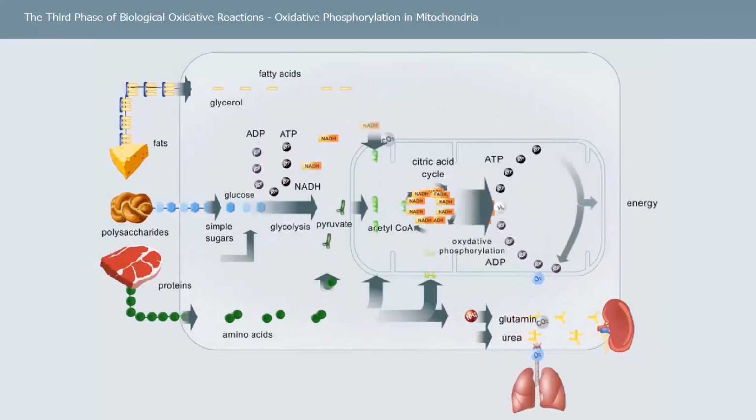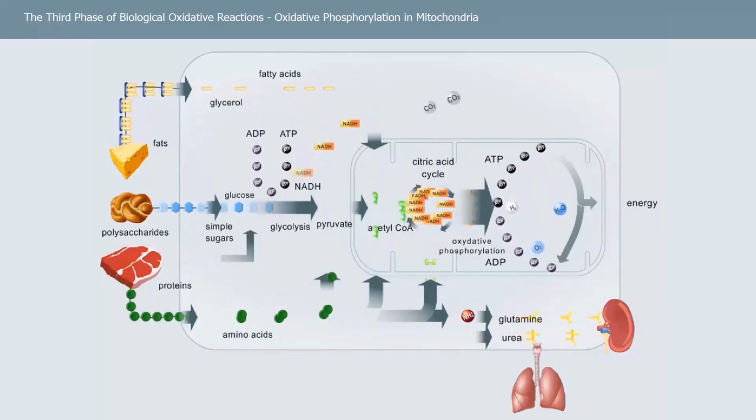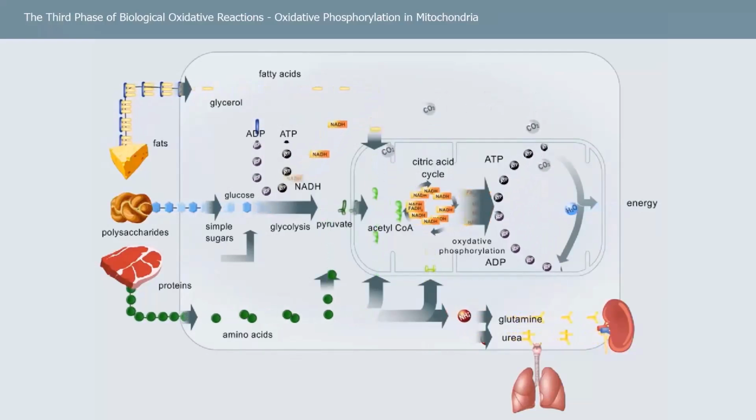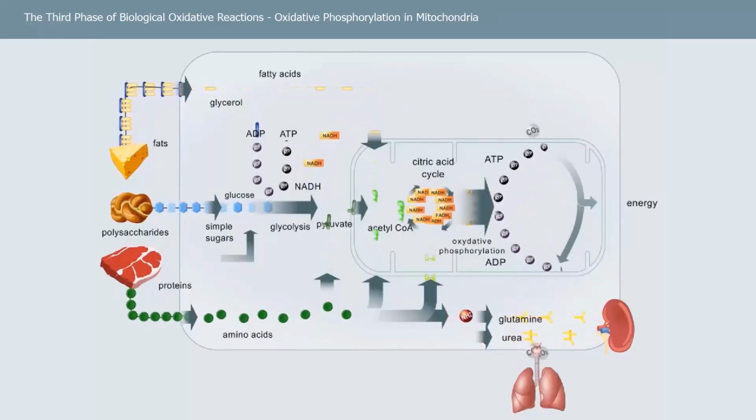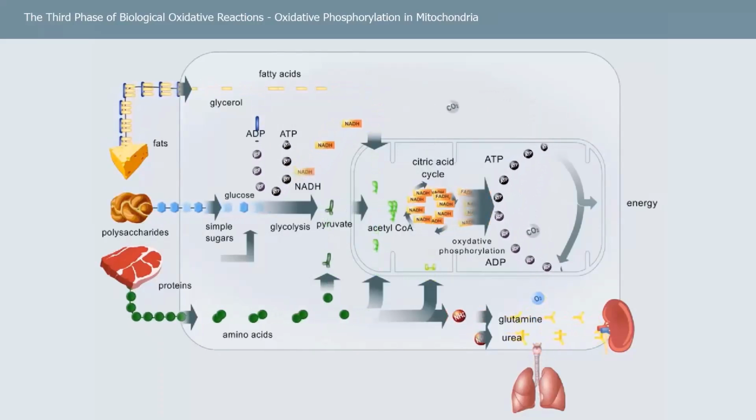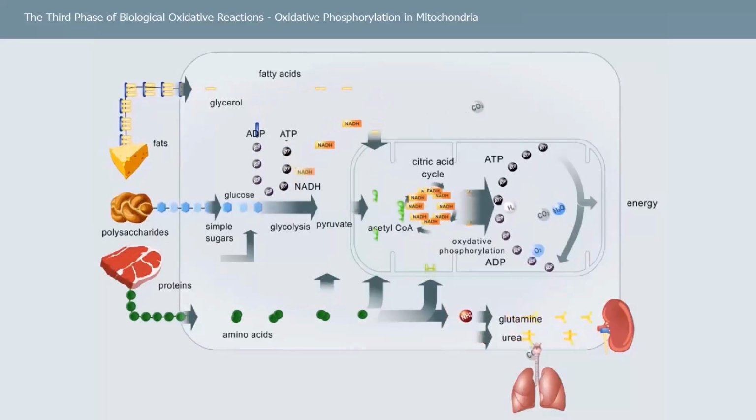Since the energy for fueling the ATP synthesis generally comes from oxidative breakdown of food molecules, the phosphorylation of ADP to ATP is called oxidative phosphorylation.